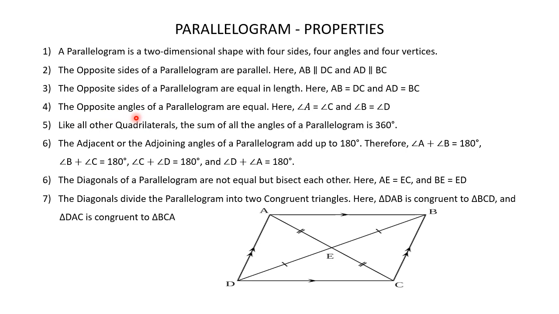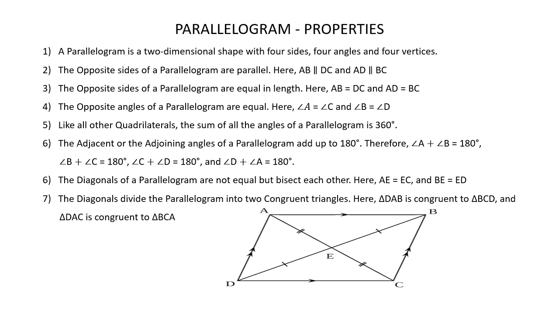The opposite angles of a parallelogram are equal. Here angle A and angle C are the opposite angles. So here angle A is equal to angle C. Similarly angle B and angle D are opposite angles. So here angle B is equal to angle D. Like all other quadrilaterals, the sum of all the angles of a parallelogram is 360 degrees.